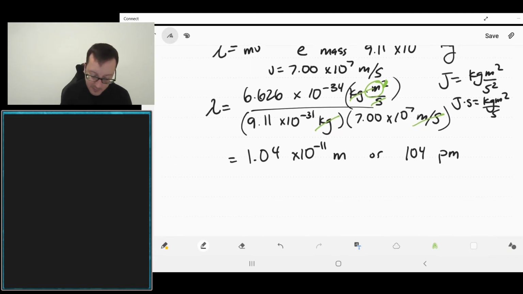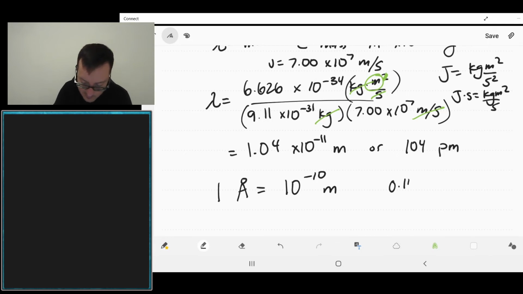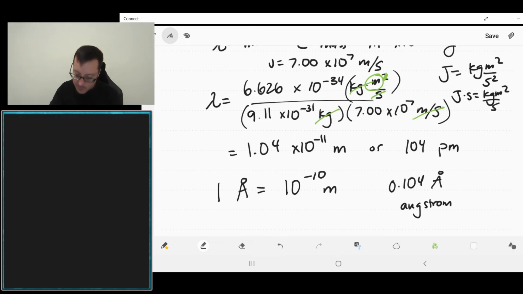I have another one for you, by the way. One angstrom is 10 to the negative 10 meters, so this would be 0.104 angstroms. You may see angstroms a lot here. The angstrom is the unit that's 10 to the negative 10 meters, typically used for talking about atomic size or X-ray wavelengths. This particular one happens to have energies in the X-ray level of light. So, fun stuff.